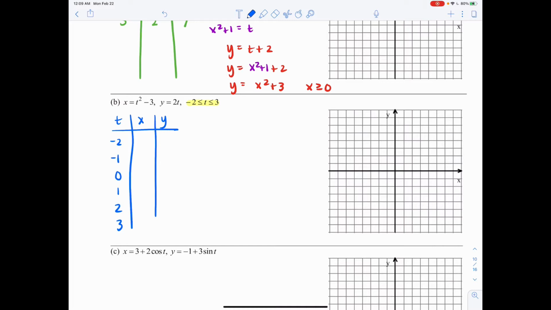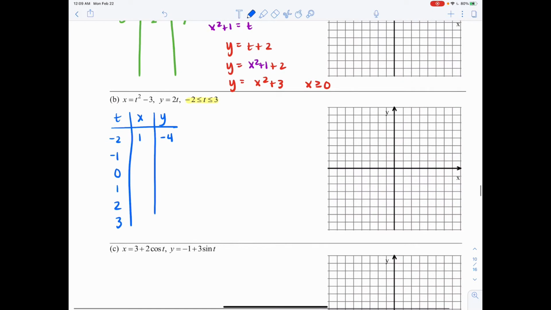Plugging in -2, we should get 1 for x and -4 for y. Plugging in -1, we get -2 for x and -2 for y. Plugging in 0, we get -3 for x and 0 for y. Then (-2, 2), (1, 4), and (6, 6).